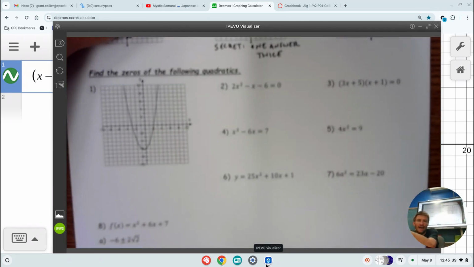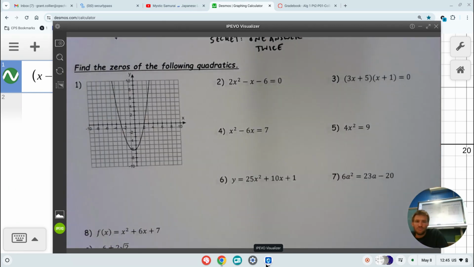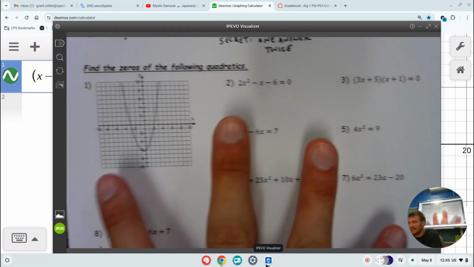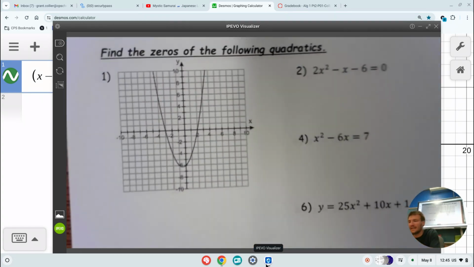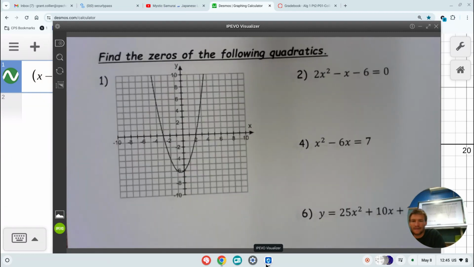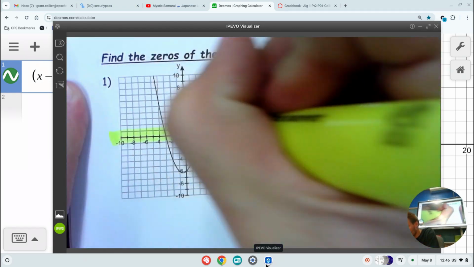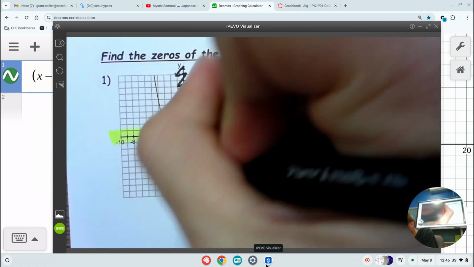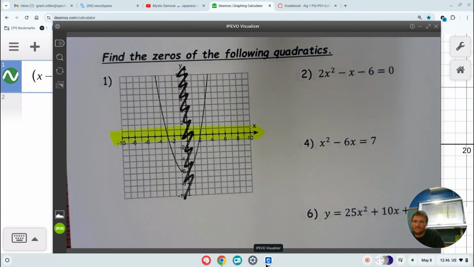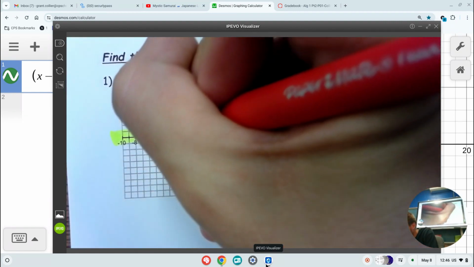All right, what we've got now is 7 questions, and I'm going to do maybe 3 of these, and then I'm going to ask you to do the rest of them. So let's look first at question number 1. If the SOL test gives us a graph, how can we handle that? Well, just look at the x-intercept. Make sure that you do not look at the y-intercept. And find out, where do you touch that x-intercept? I see one right here, and I see one right here.